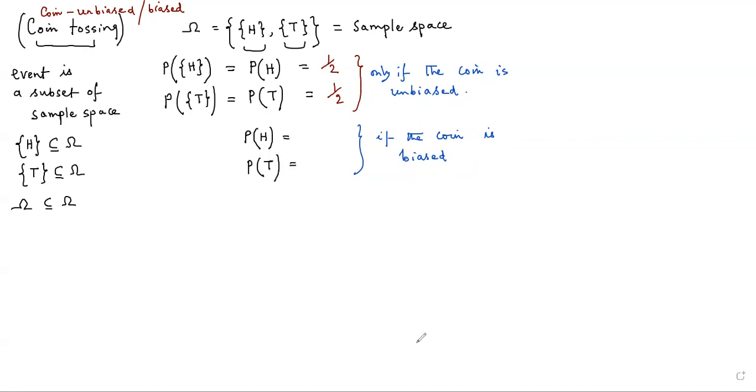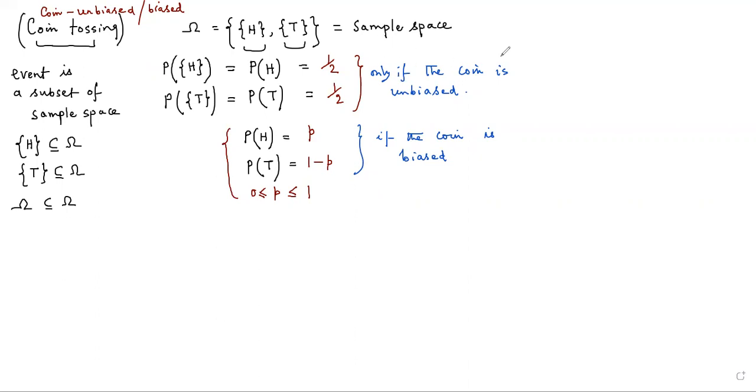Okay, so what are the ways out? In this scenario, we simply say that the probability of head is P and the probability of tail is 1 minus P, keeping in mind the total probability law that the sum total of P and 1 minus P equals 1, so that P lies between 0 and 1. So this is the probability of head and tail when the coin is biased.